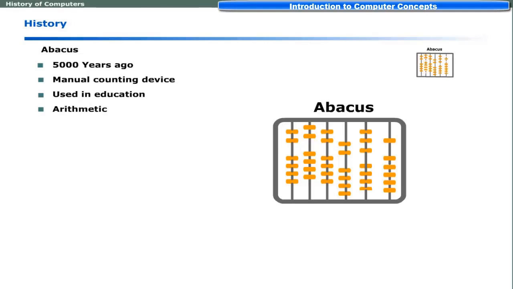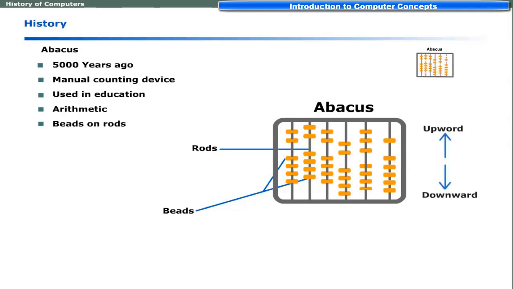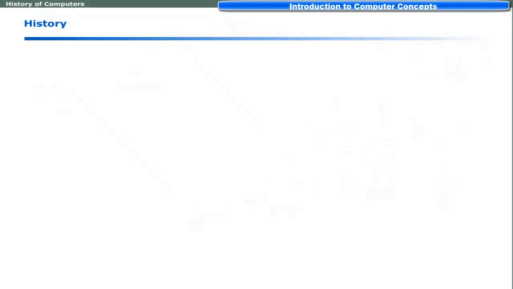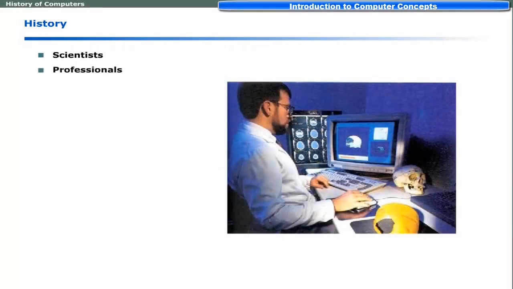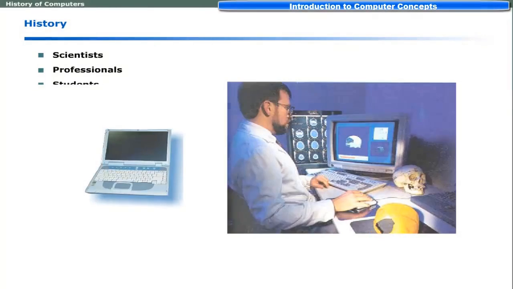This device contains beads on rods. Calculations are made by positioning the beads upward or downward. Dear learners, now we will discuss the contributions of scientists, professionals and students who contributed to bring to us this marvel of the modern age.